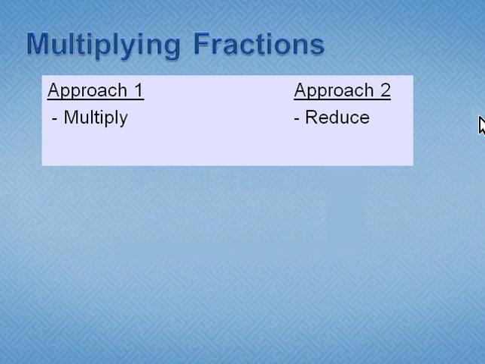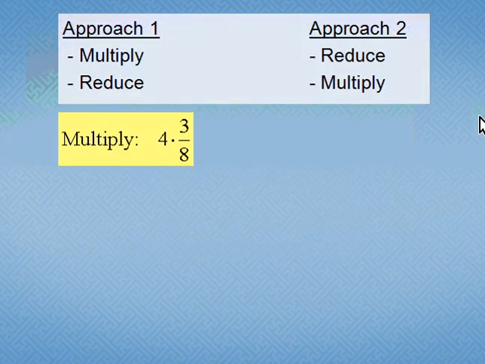So here are the two different approaches you can take for multiplying fractions. And note they're the same steps, just in opposite orders. Either you multiply first or you multiply second. So here's an example. To multiply 4 by 3/8, first, if one number is not written as a fraction, then I recommend writing it as a fraction. In this case, 4 is the same as 4 over 1.